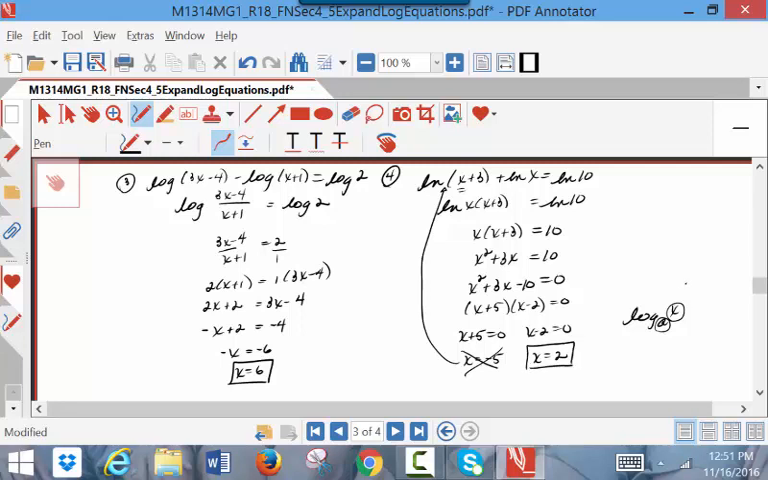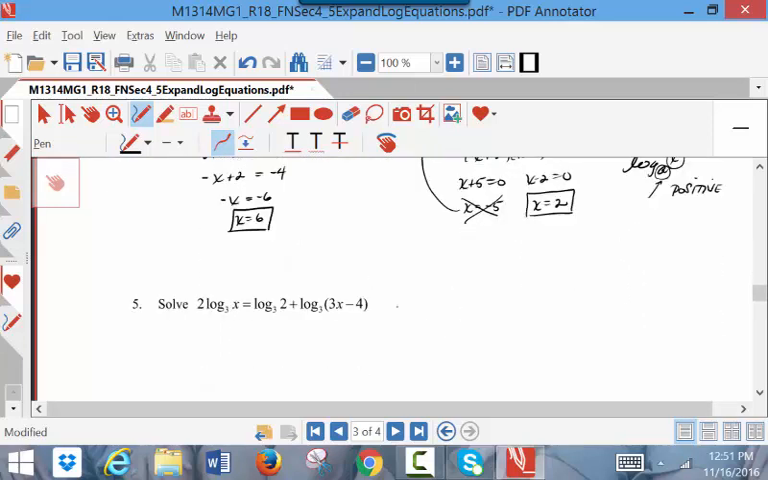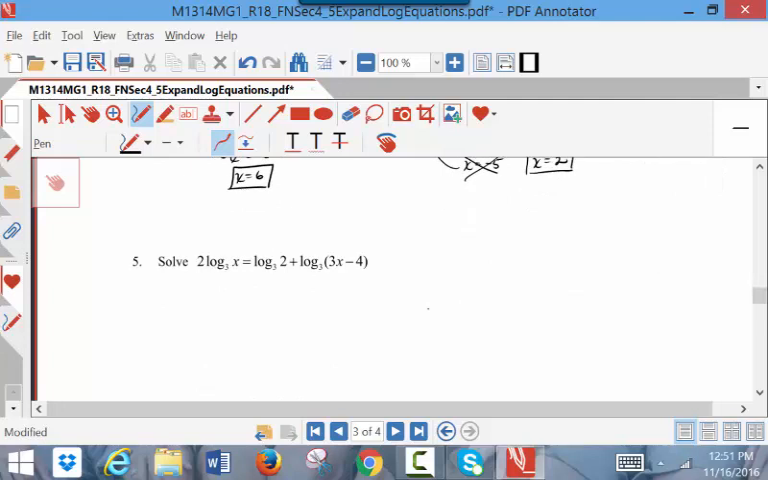So your argument and your base must always be positive. So when you come up with solutions of logarithmic equations, be careful that your result does not make it undefined, meaning making an argument a negative value. All right? So you can see those are not too difficult, so long as you have all log terms.